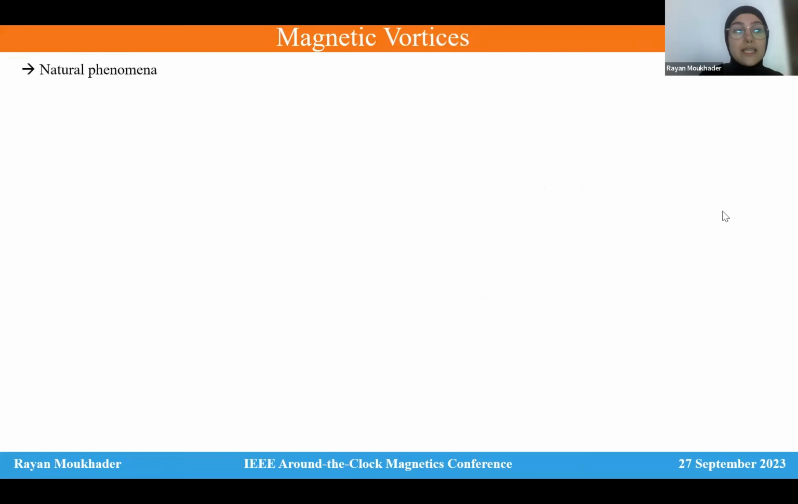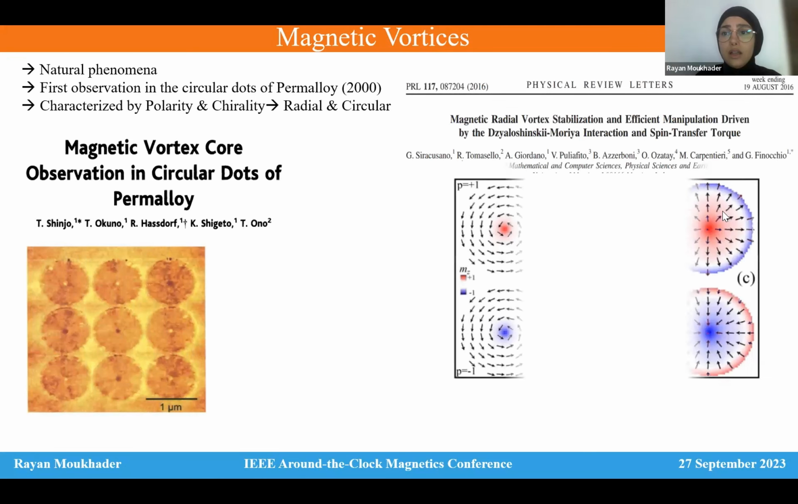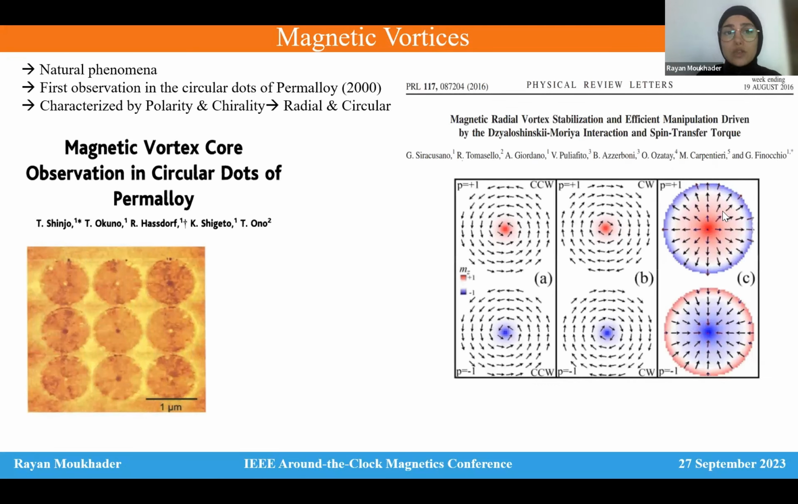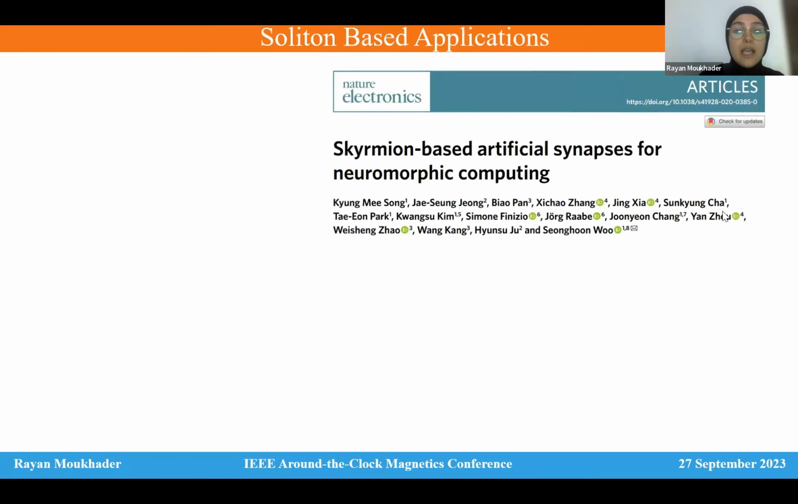Now we move on to the second type of soliton, the magnetic vortex, which is considered a natural phenomenon. In magnetism, it was first observed in 2000 in circular thermal noise. We can differentiate between two types of vortices, either radial or circular, depending on polarity and chirality. It's characterized by a non-zero winding number. Also, it can be manipulated like skyrmions by different means.